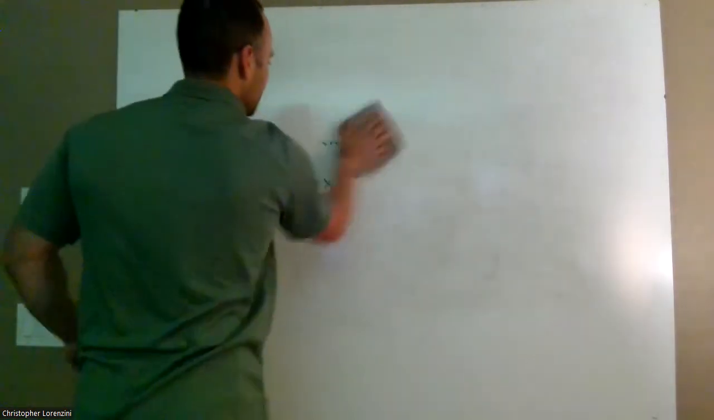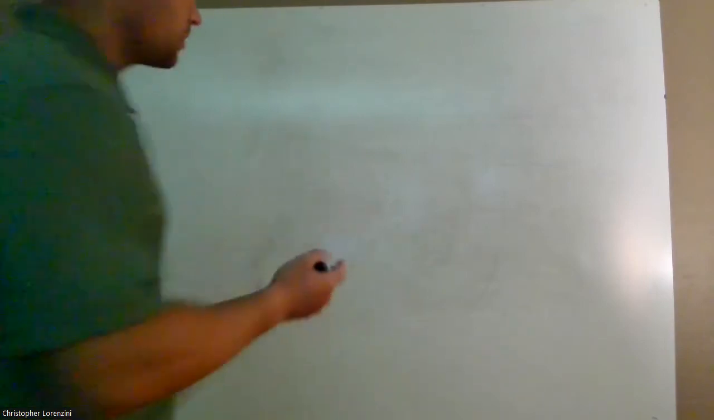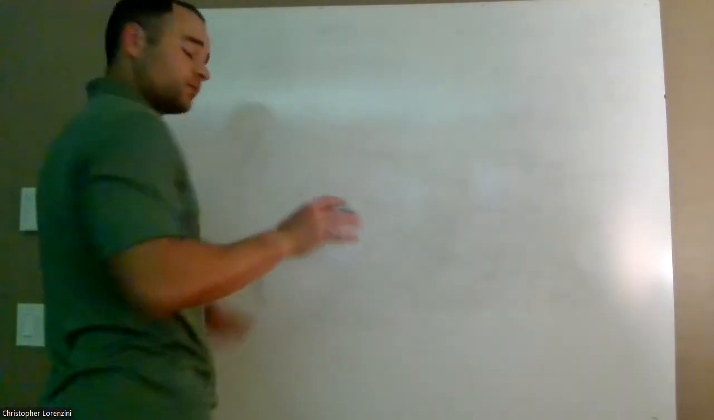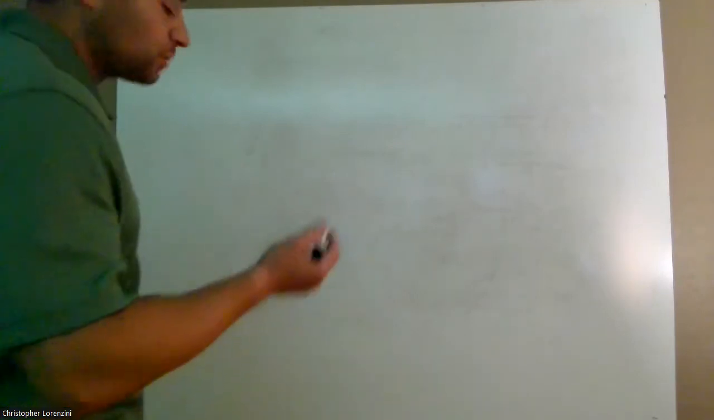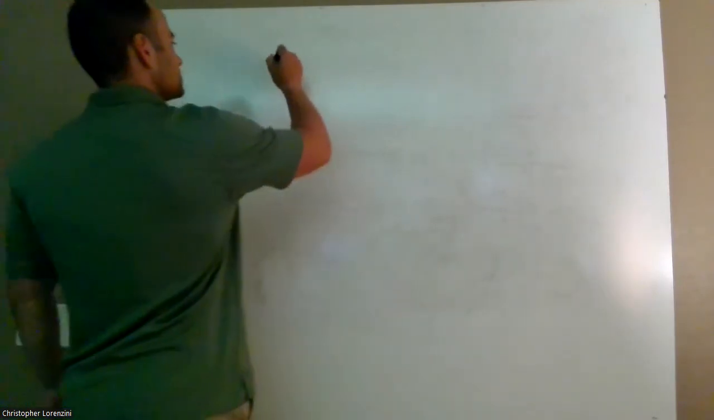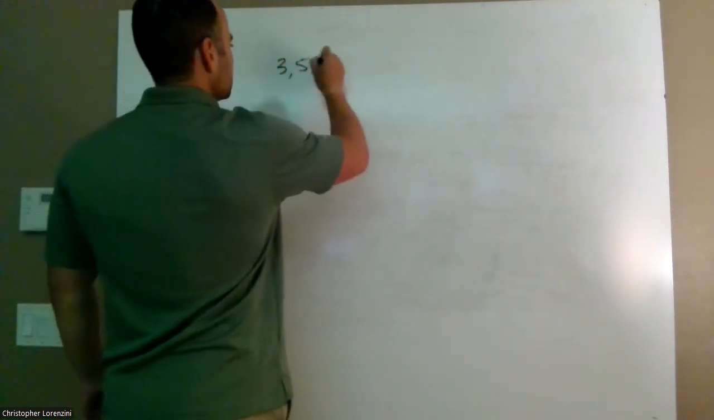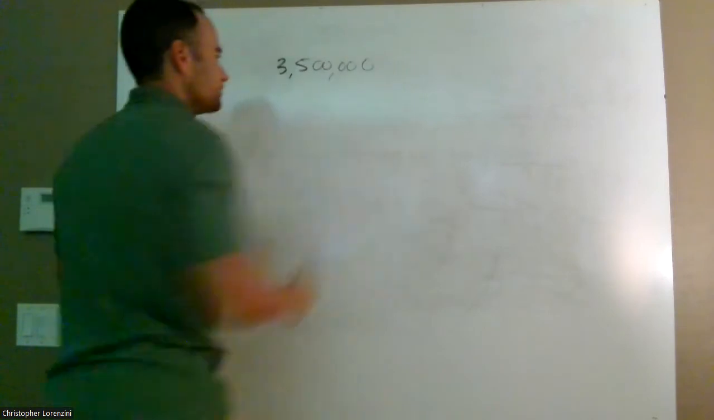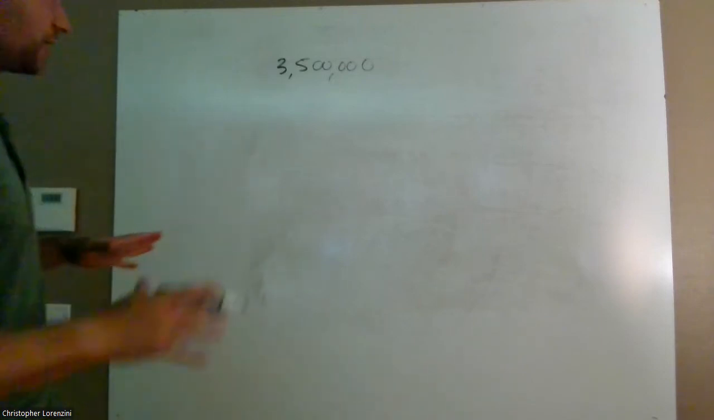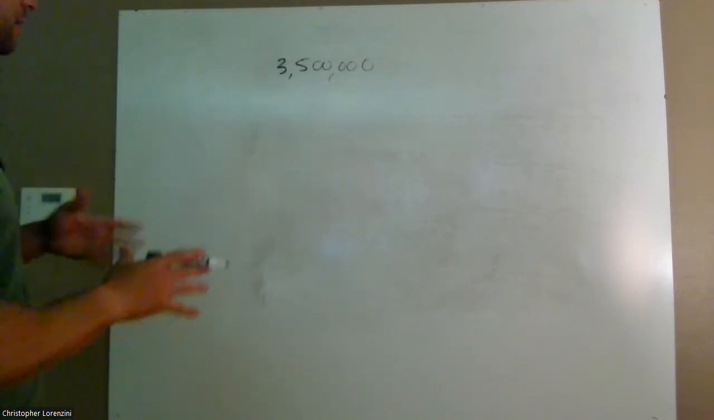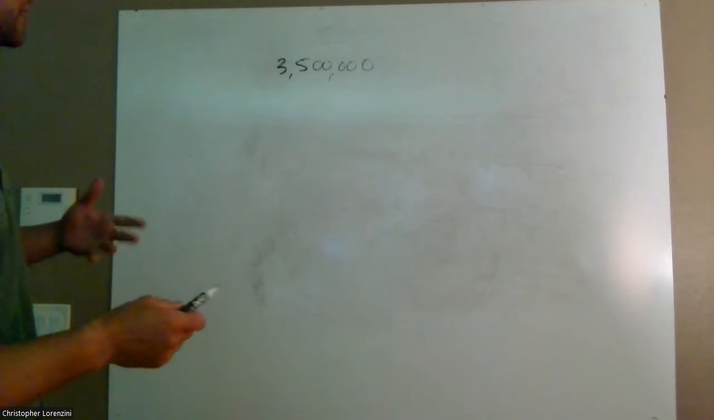So let's take a look at how we might write some numbers in scientific notation and what we get with those. When we talked about it earlier, we talked about big numbers and small numbers. So let's take a look at 3,500,000. Here's the process that we're going to go through to figure out how we write this number in scientific notation.